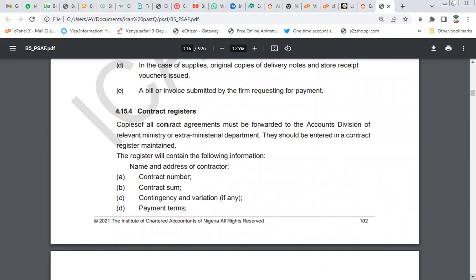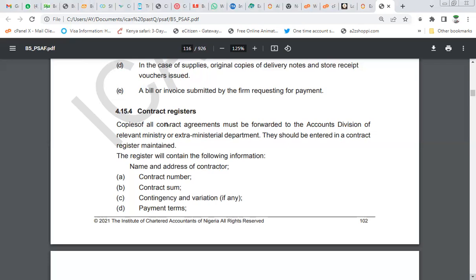Contract register is simply a register where the names and identity of a contractor is being recorded. And every other detail is also there, just like the payment voucher register, where payment details of the contractor is being registered. Here we have the information of the contractor being registered in the contract register. So copies of all contract agreements must be forwarded to the account division of the relevant ministry or extra-ministerial department. They should be entered in a contract register that is maintained.